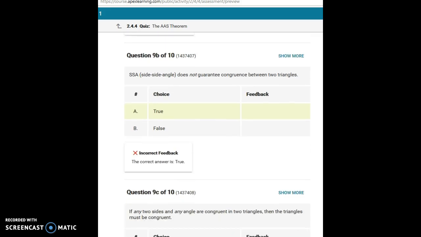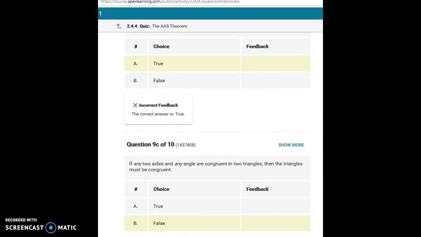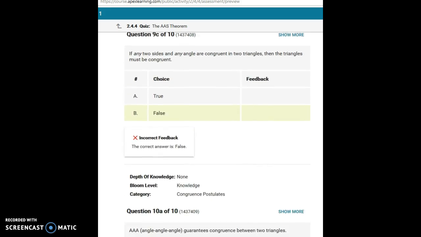Okay, this one. If any 2 sides and any angle are congruent in the 2 triangles, then the triangles must be congruent. False. You need more than 3 measurements. That's 3 measurements. You need at least 4 measurements. That's only 3 measurements.